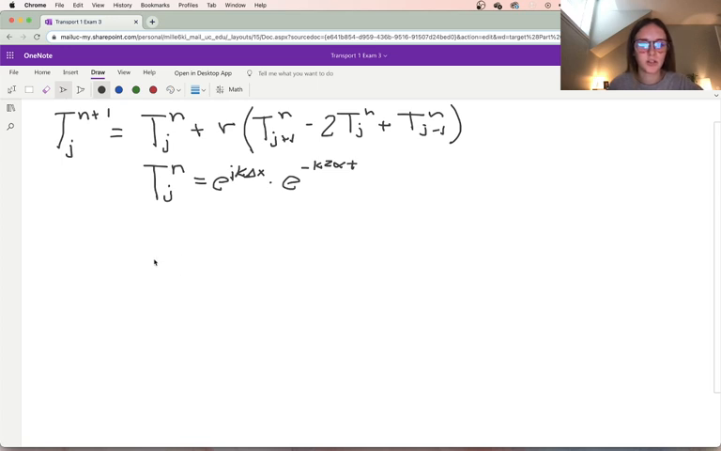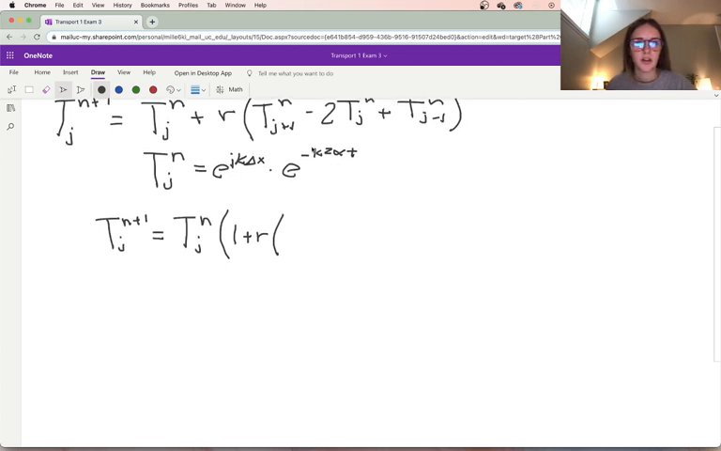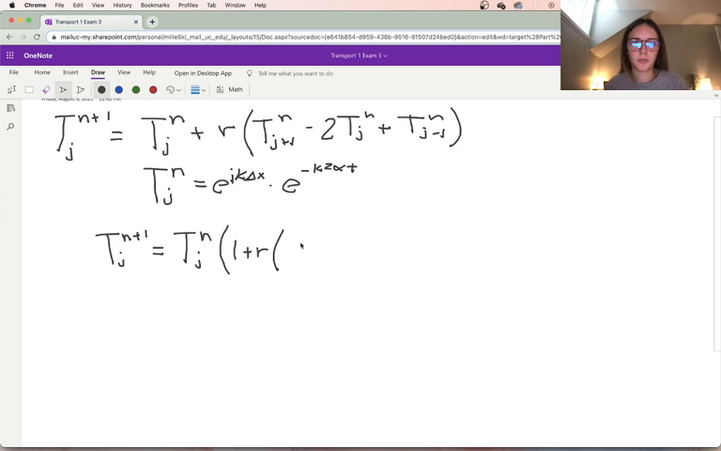So what we're going to do is we are going to have Tj to the n plus 1 equal to Tj to the n, and this is going to be factored out from everything. So from this area it will be 1 plus R, and then from inside these parentheses, if we factor it out of this term, then that will give us e to the I k delta x. If we factor it out of this term, it gives us a negative 2. And if we factor it out of this term, it gives us an e to the negative I k delta x.